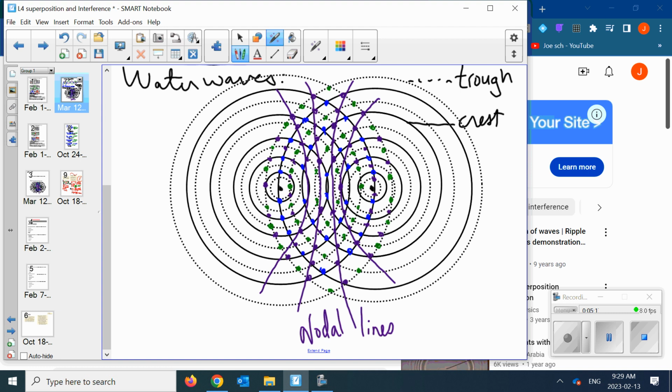But you notice anywhere I have these spots, that's where a crest meets a trough. It doesn't show up great in the video, but it shows up somewhere. That's where you have a node. Nodal line, because you got a bunch in a row. Now I'm going to put back the video, and we'll see what this means.